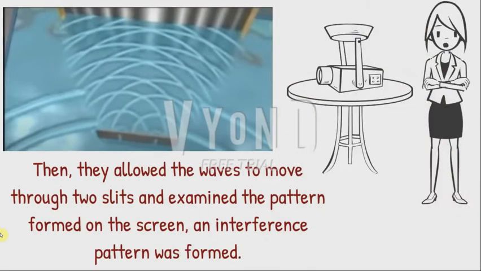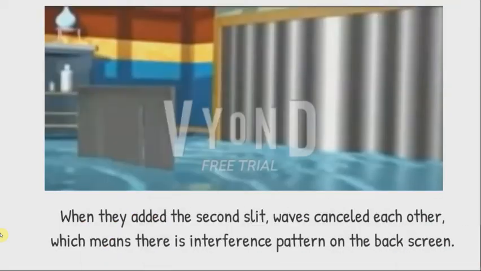Then they allowed the waves to move through two slits and examined the pattern formed on the screen. An interference pattern was formed. When they added the second slit, waves canceled each other, which means there is an interference pattern on the back screen.